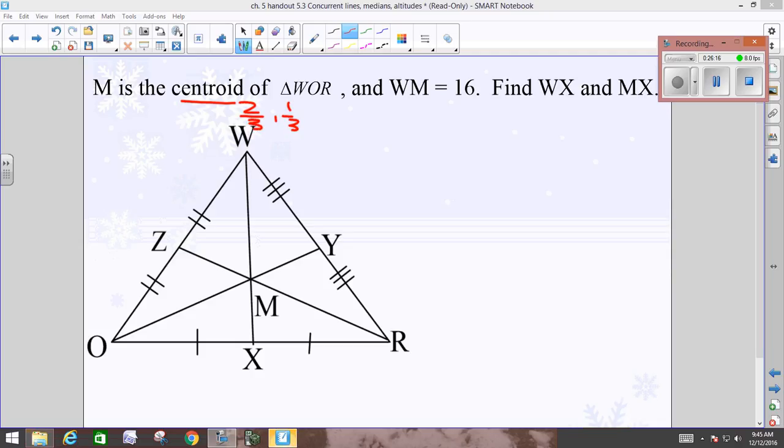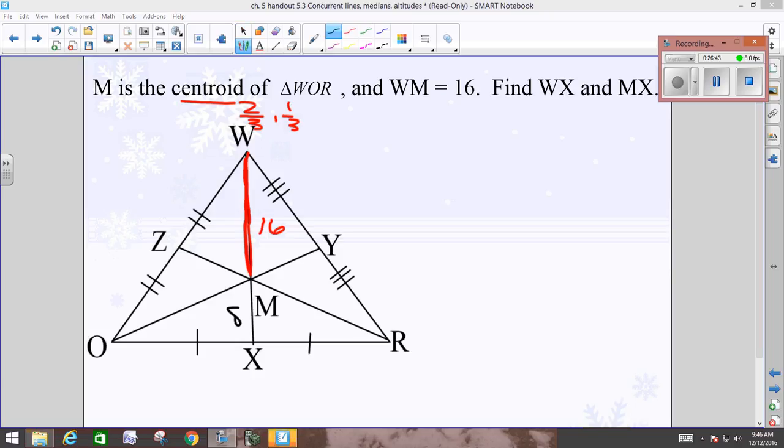Yes, good. So on 3, it tells us that WM, that's this part, is a length of 16, and we have to find MX and WX. You can go based off of looks today. Would WM be my 2/3 chunk or my 1/3? 2/3, because it's bigger. So if 2/3 is 16, what's 1/3? 8. Just cut that in half.